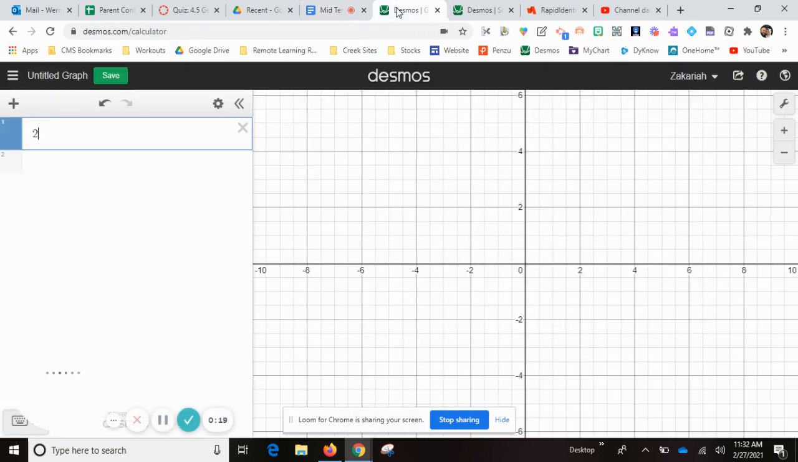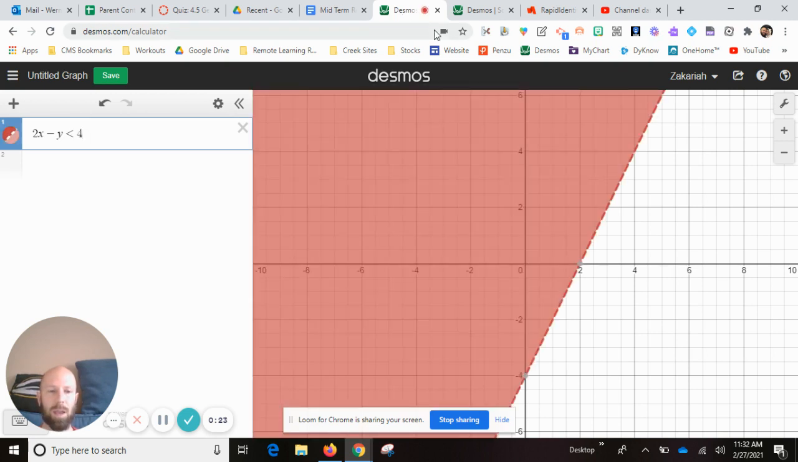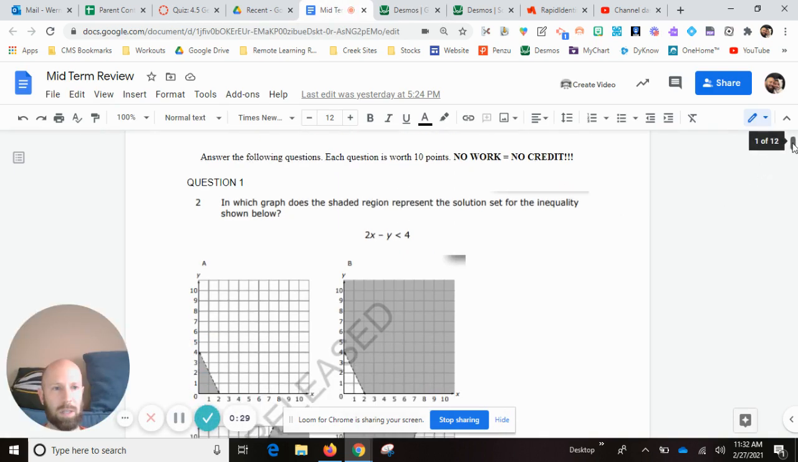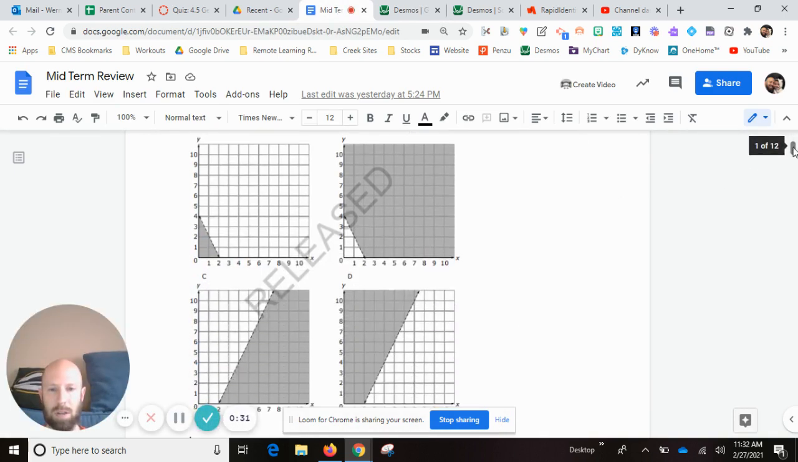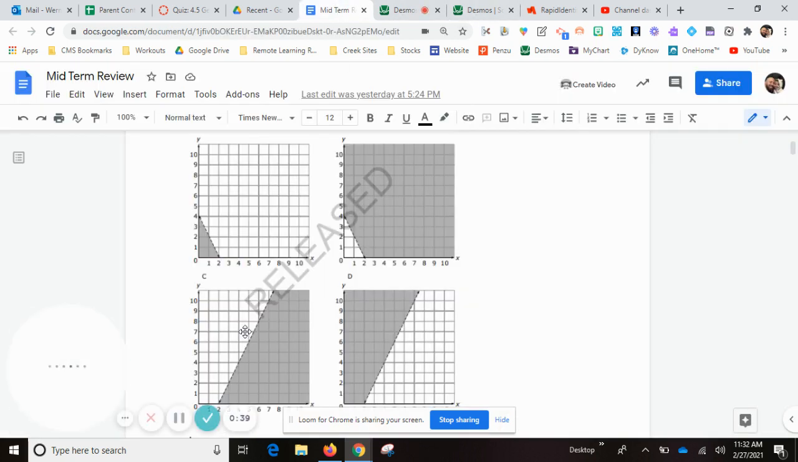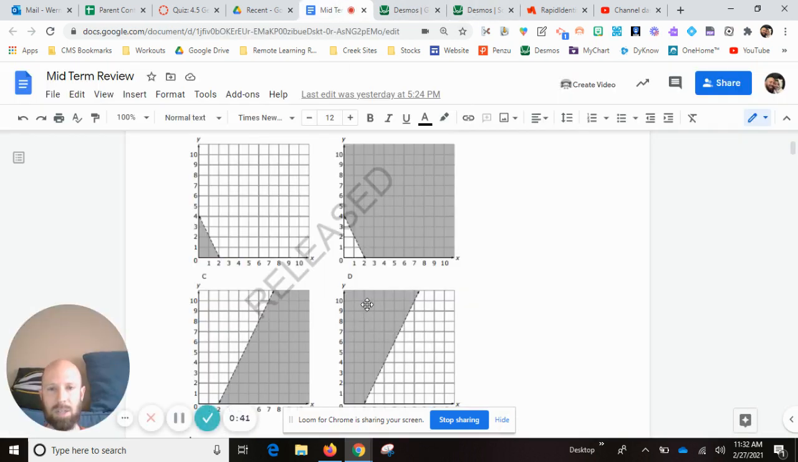2x minus y is less than 4. We notice it's an open line and our line is going up, positive slope. If we look at our graphs, we need an open line. Looks like all the lines are open. We need the one that's going up, so it could either be C or D. If we take a look, it's shaded to the left. So as we're shaded to the left between C and D, D is the one shaded to the left, so the answer is D.